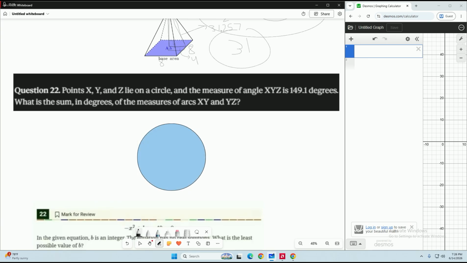So I'm just going to use a triangle feature right here. I'm going to put point X here, Y here, and then Z here, so I'm going to have something like that. The question tells us that the measure of angle XYZ, this angle right here, is 149.1.